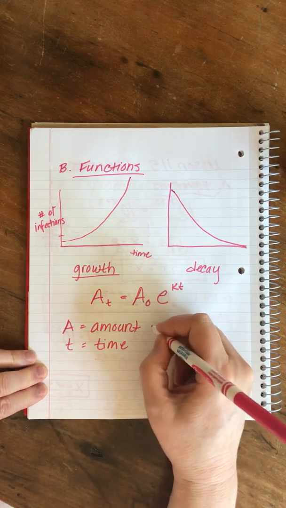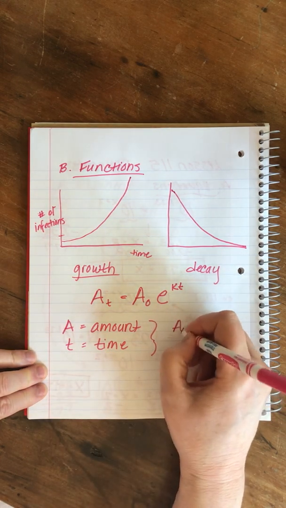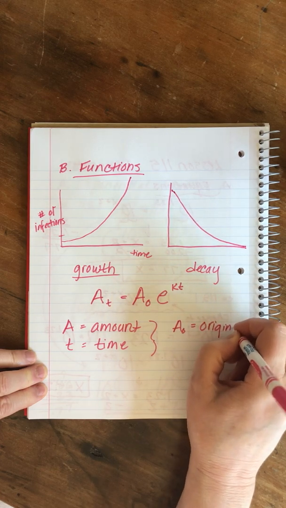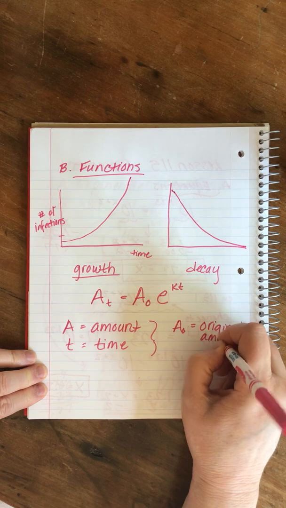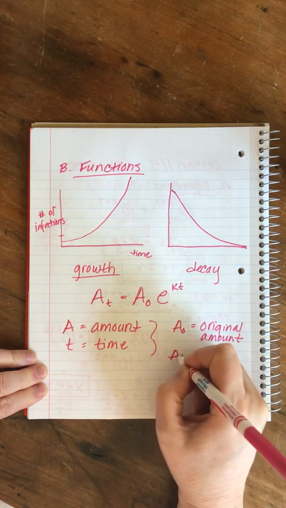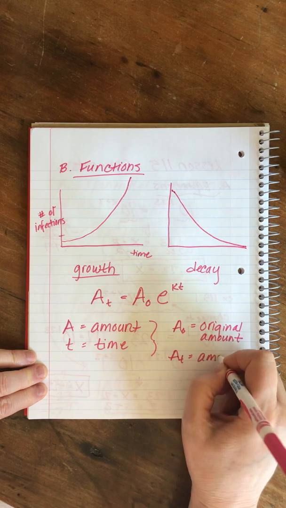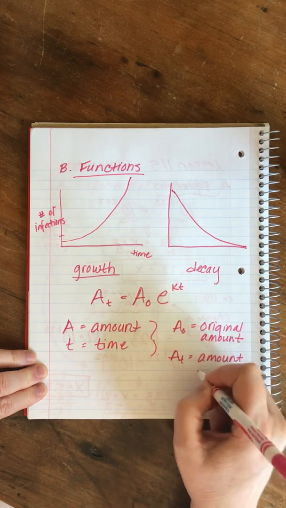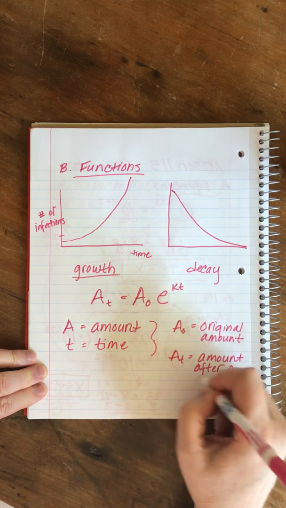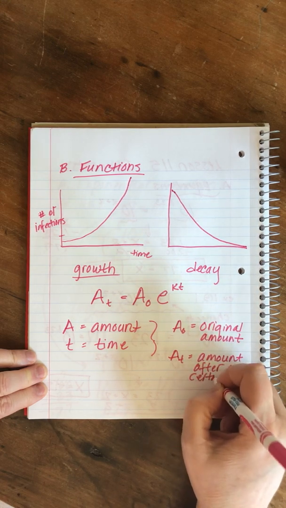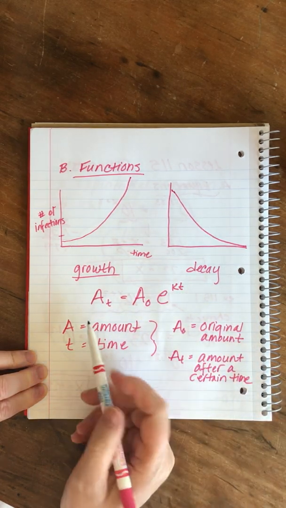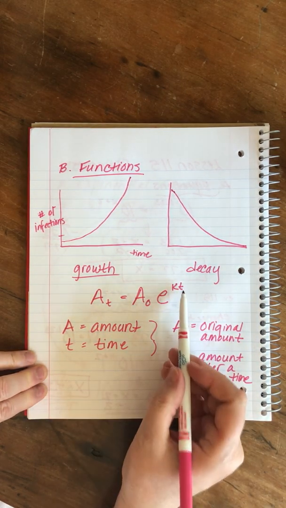So A0 equals the original amount. This will all make sense once we see the problem. And then A of t equals the amount after a certain time. This will all make sense, I promise. Okay, so that describes this variable and that one.